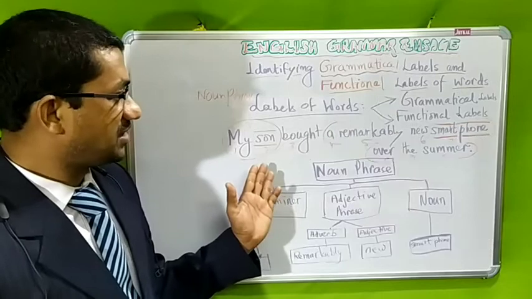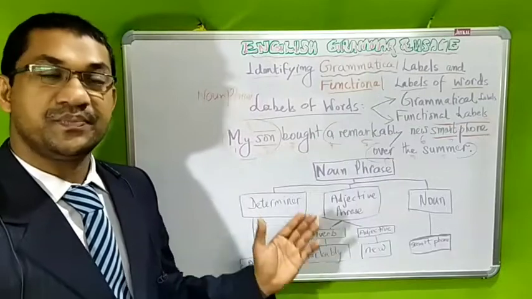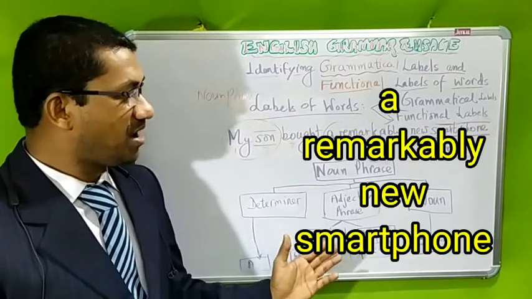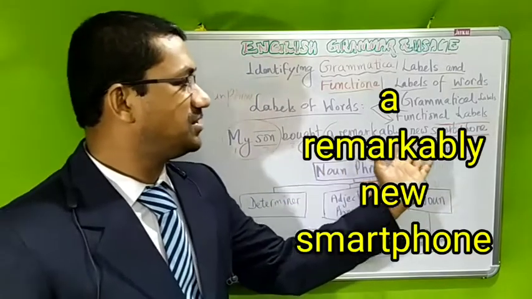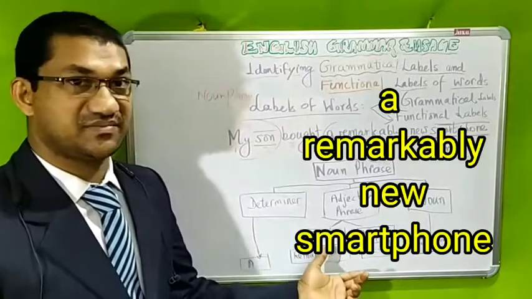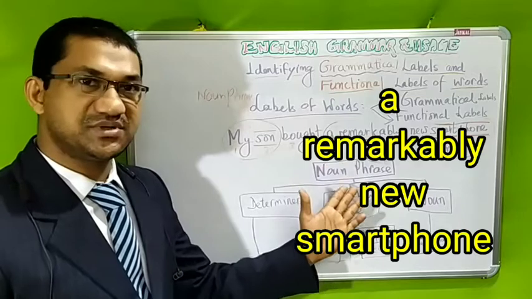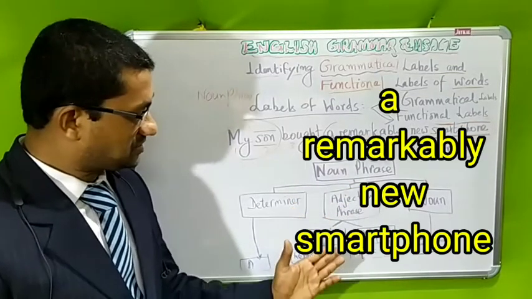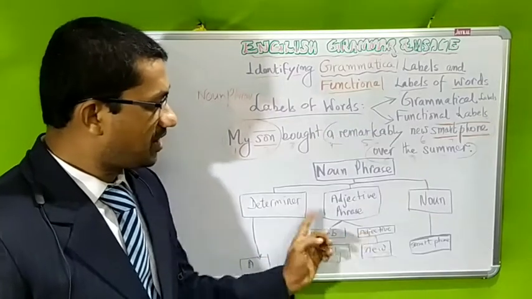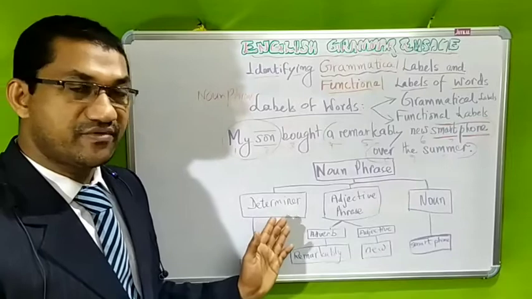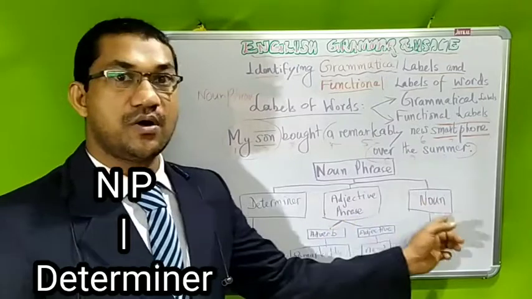So a noun phrase, that is, of course, "a remarkably new smartphone." This particular phrase, "a remarkably new smartphone," has form. The form is, of course, "a remarkably new smartphone," and it has structure, and we are looking at the structure. What is the structure? It's a noun phrase, and this particular noun phrase has a structure of 3 layers. Layer number 1, number 2, and number 3. And we can say that this noun phrase is made of a determiner, an adjective phrase, and a noun.